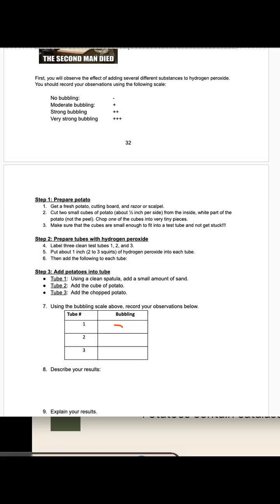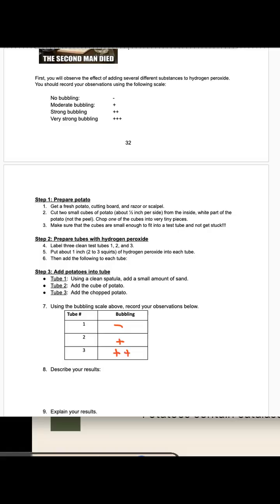And then in the cubed potato, we saw a pretty good amount of bubbling, right? So we saw here a moderate amount. You can also put a strong bubbling depending on your tube that you saw. And then the last one, we saw a lot more bubbling. So we saw stronger bubbling.